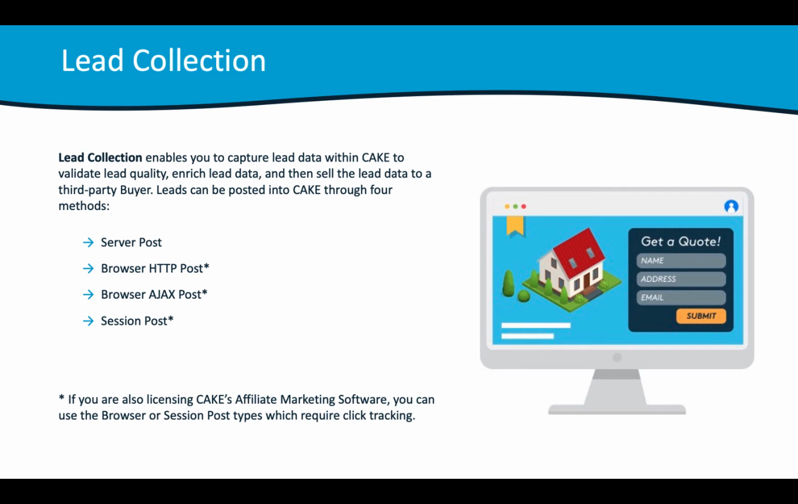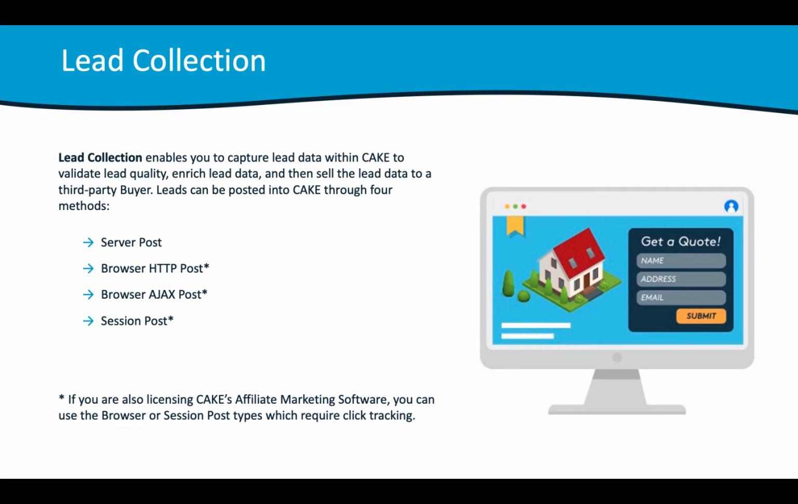Now, this also happens if you are working with an affiliate using Cake. That would be an example of server post as well, because their Cake server is posting the leads into your Cake server. And the server post method will require an API key of sorts, so that nobody is posting leads into your Cake system that you don't want. Now, the next three, again, do rely on our affiliate management platform being licensed.